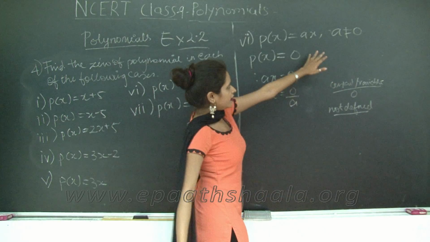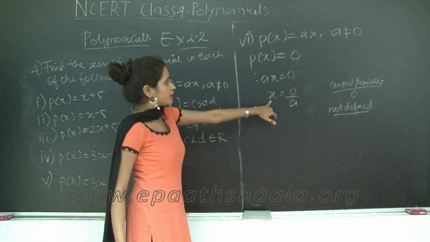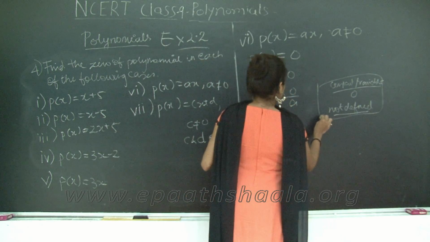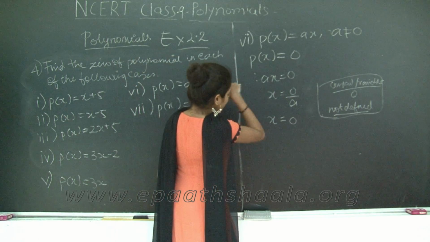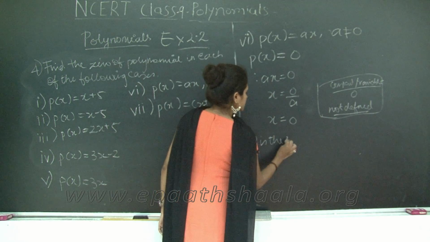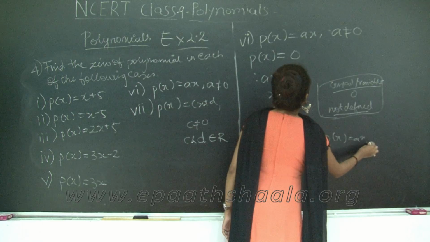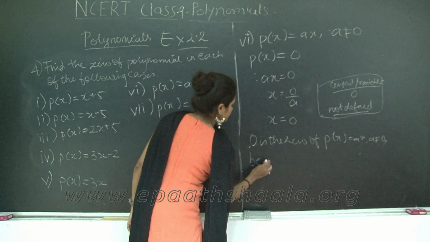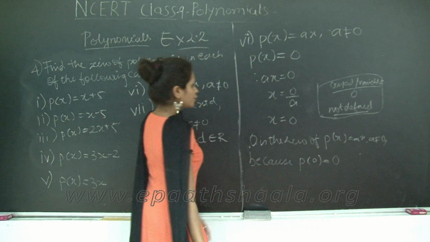This is why it is mentioned that a is not equal to 0, because if a would have been equal to 0, then x would have been not defined. So x is equal to 0. This is just for your understanding. You don't really have to mention it because they've already given a is not equal to 0. So 0 is the zero of polynomial p(x) is equal to ax, where a is not equal to 0, because p(0) gives me 0, right?